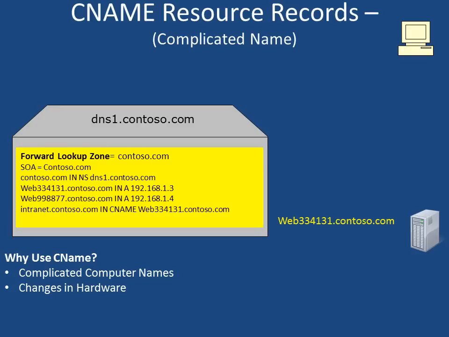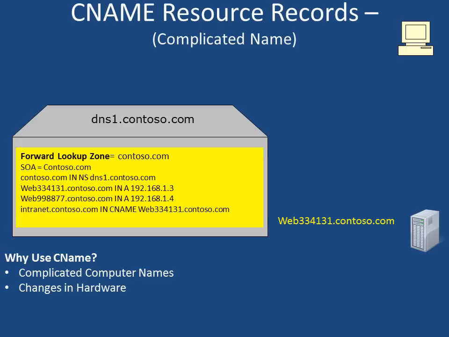So let's have a look at CNAME. One way of remembering the name is that it stands for canonical name. So we've got a forward lookup zone. Within that forward lookup zone, we've got an SOA record, which we know stores configuration information about the zone. We've also got one NS record, so we know that there's only one DNS server within the zone. And we've got two A records there for two separate machines.